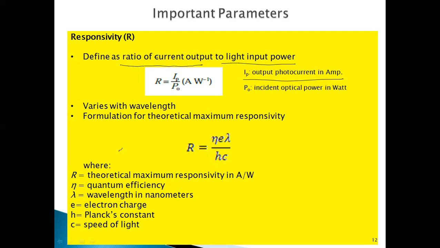The responsivity will depend on the wavelength, and this will be the formulation that can be used to calculate the responsivity of the photodiode, where eta here is your quantum efficiency value, e is your charge amount, lambda is the operating wavelength, h is the Planck constant, and c is the speed of light. So this is the equation that can be used to calculate the responsivity of the photodiode material.